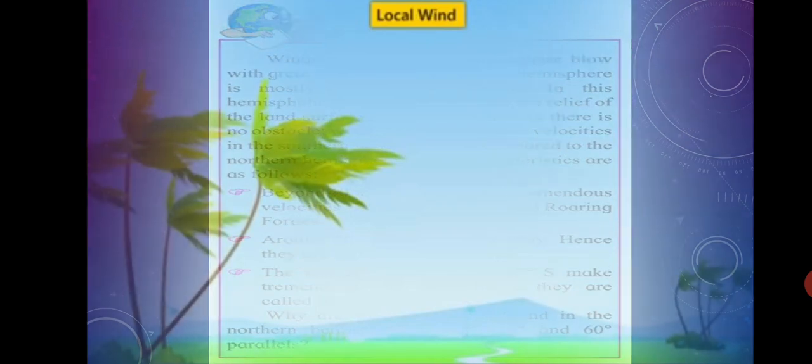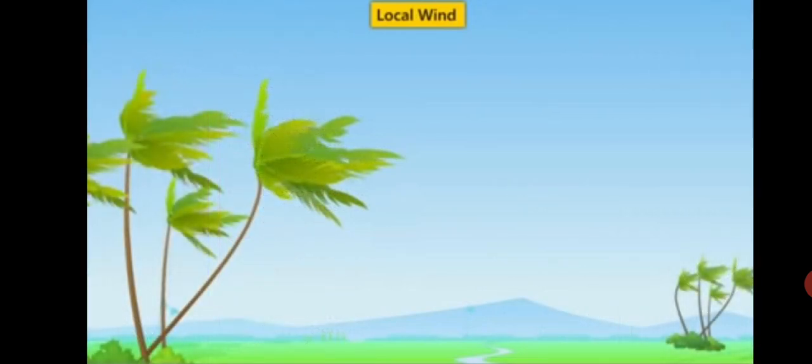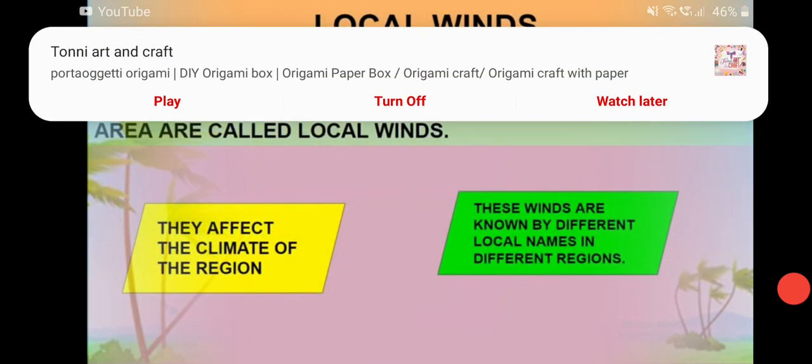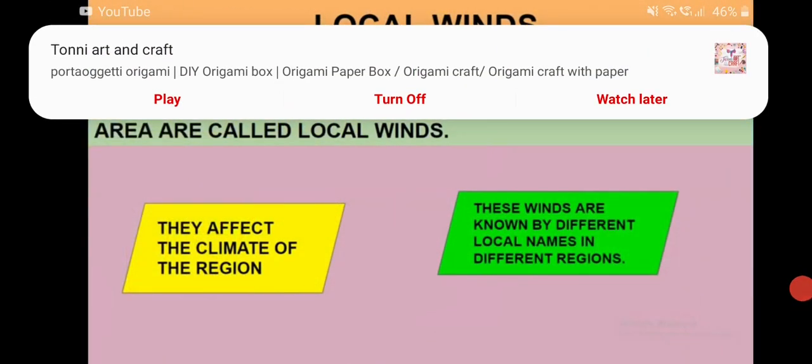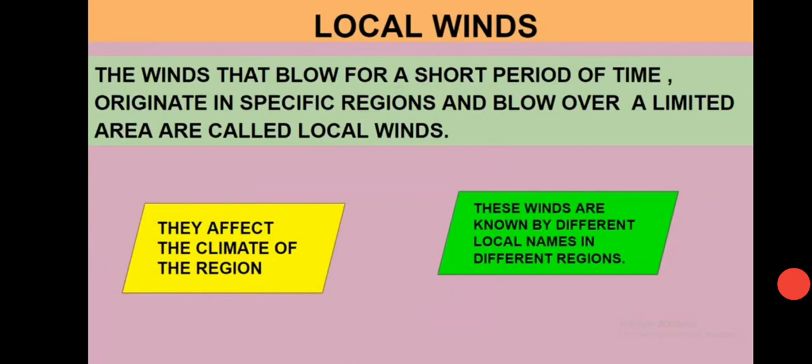Alright. Now we come to the next part, that is the local wind. What are local winds? The winds that blow over a short period of time, originate in specific regions and blow over a limited area are called local winds. They affect the climate of the region.